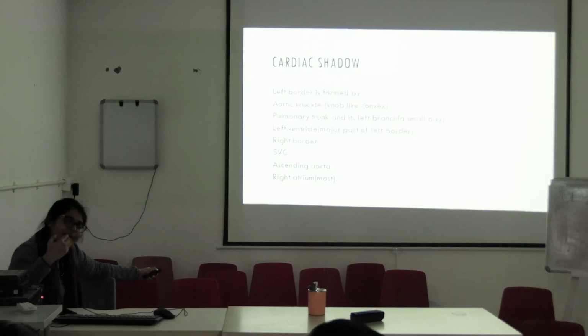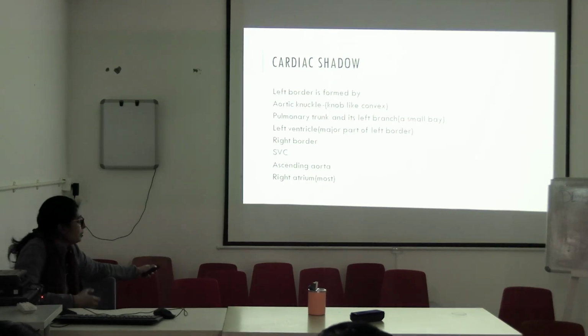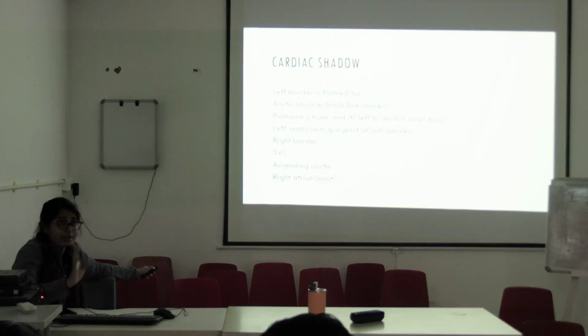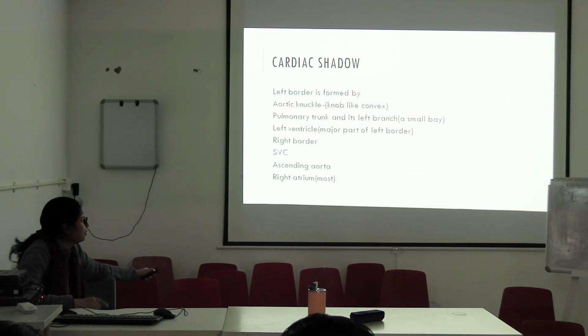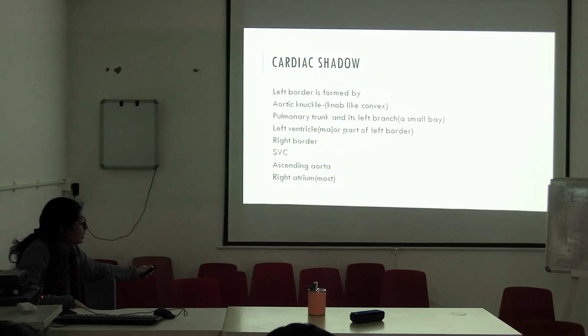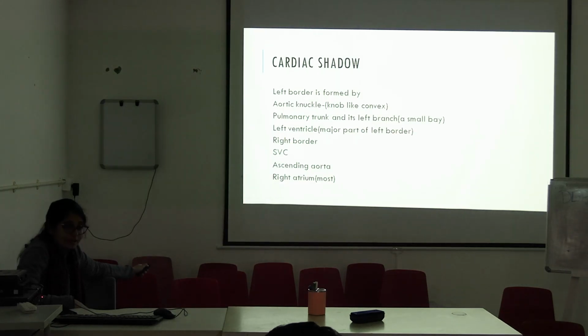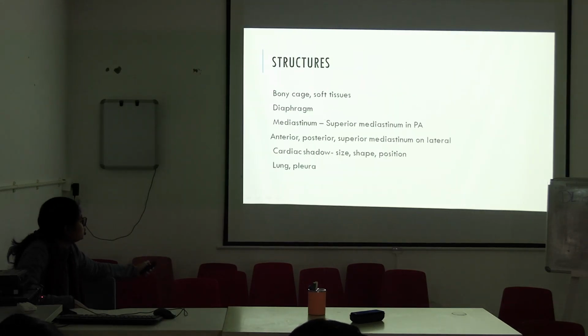Left border, how is this will again be repeated in the cardiac X-ray class. But just you will have to learn by heart. Examiner will ask, tell me the structures which are making the left border of the heart. Tell me the structures which are making the right border of the heart. Okay. So left border is formed by aortic knuckle, that is knob-like convex, pulmonary trunk and its left branches small bay, left ventricle forming the major part of left border, and right border superior vena cava, ascending aorta and right atrium most. I will show it to you.